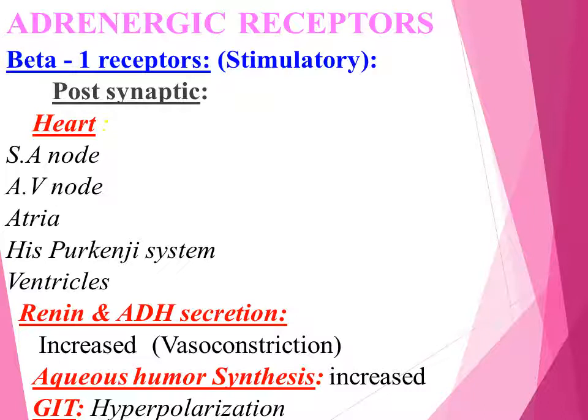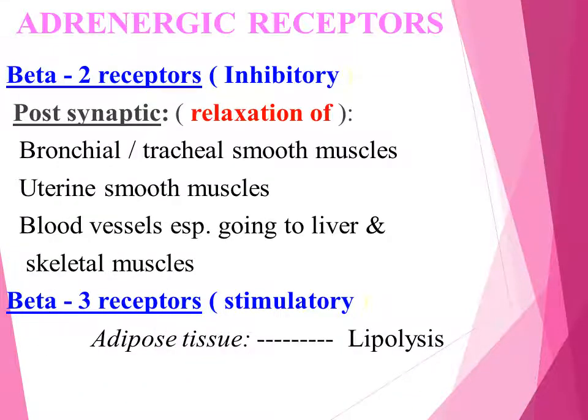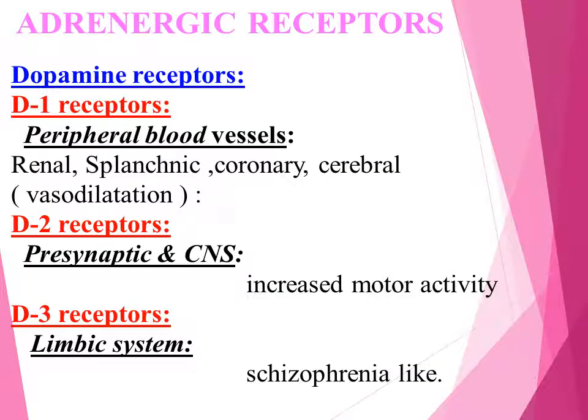The next class of adrenergic receptor is called beta receptor. The beta 1 receptors are stimulatory in nature. Beta 2 receptors are inhibitory in nature postsynaptically. The third class of adrenergic receptors are dopamine receptors. D1 receptors are located in the peripheral blood vessels. They are present in the renal, coronary, cerebral and splanchnic vessels and they cause vasodilation. D2 receptors are present presynaptically and in the central nervous system and they cause increased motor activity. D3 receptors are present in the limbic system of the brain.